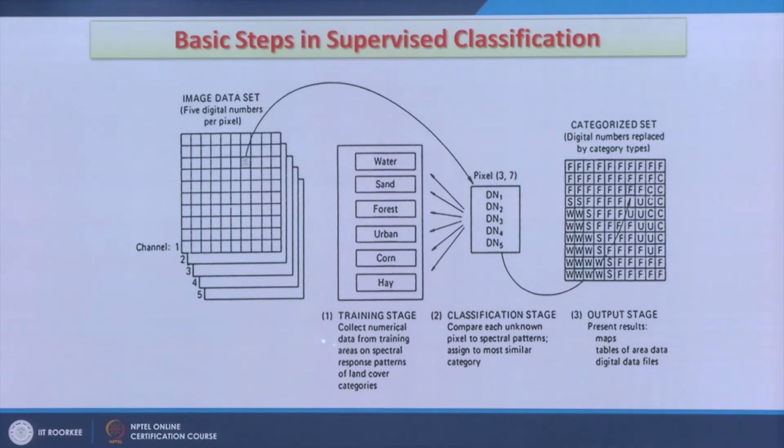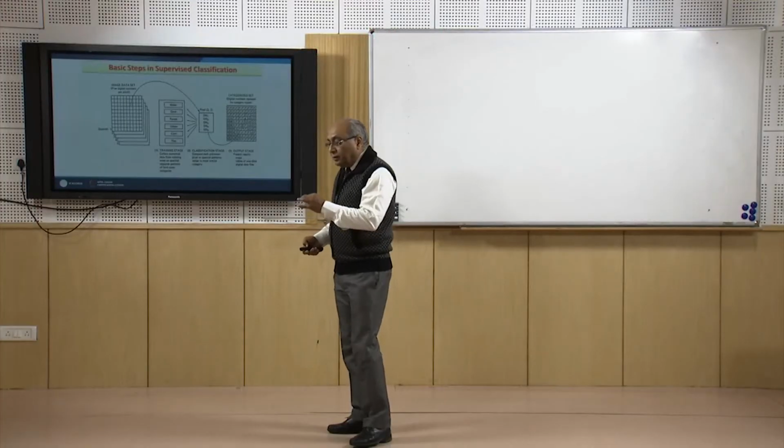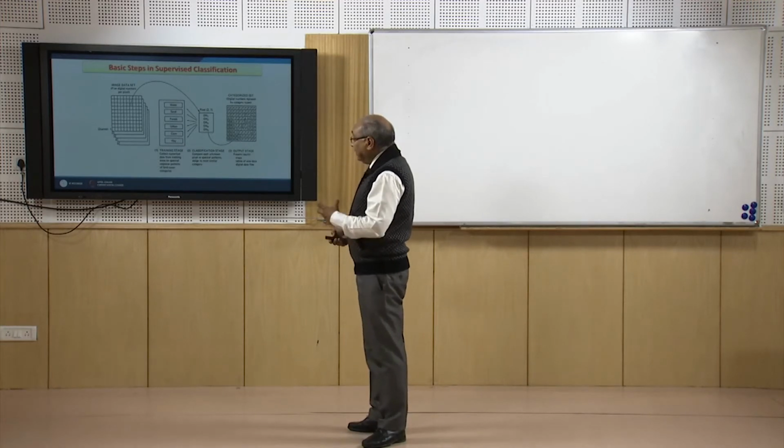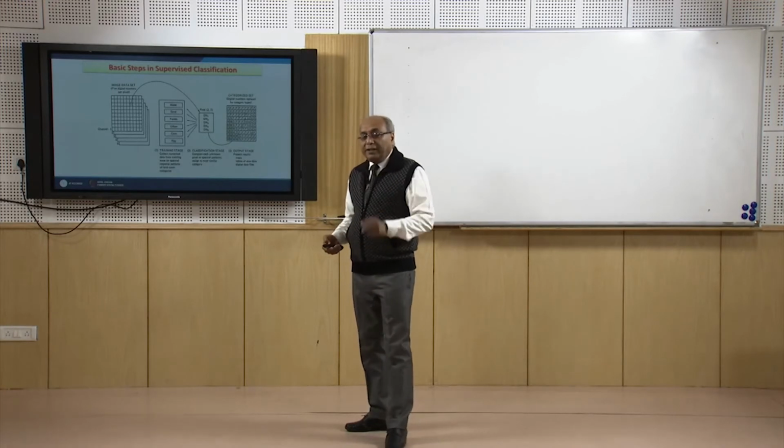So the first, basic step in supervised classification is to train. That is the training stage: collect numerical data, that means pixel values from different bands, from training areas where I am sure that this is, say, dense forest. So I will select from there, collect the training area, depending on the spectral response patterns of land cover categories. And then the second stage is the classification stage: compare each unknown pixel to the spectral patterns assigned to the most similar categories. So wherever the computer finds similar spectral characteristics, that area will be assigned to forest and so on. The better the training we give to the system, the better the classification we can achieve.